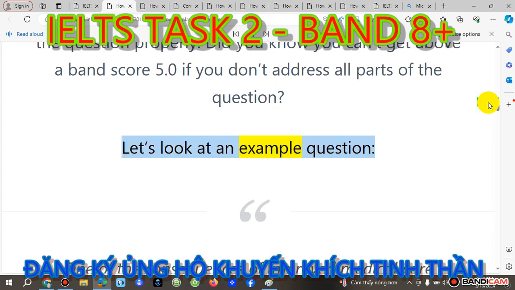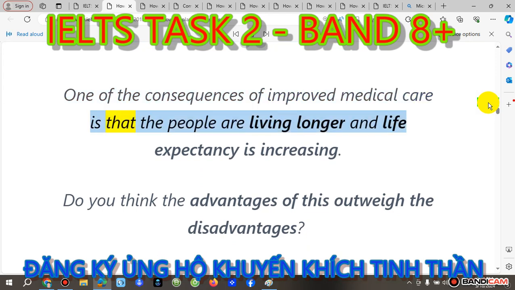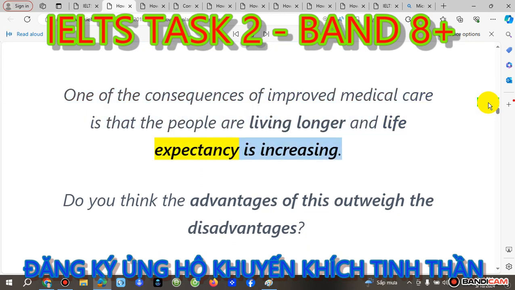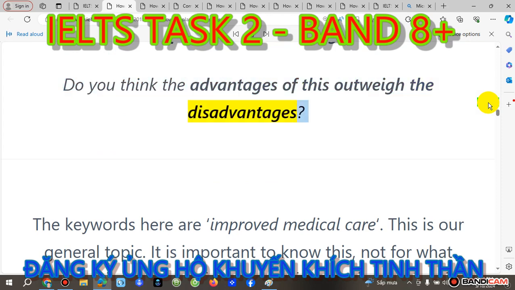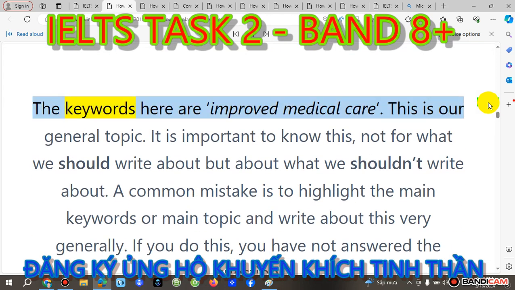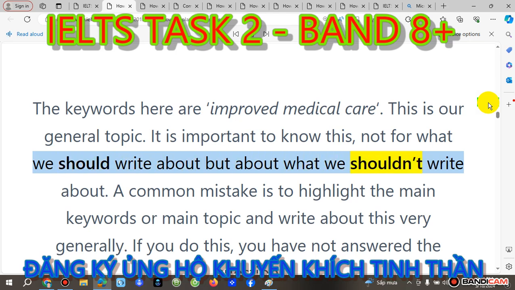Let's look at an example question. One of the consequences of improved medical care is that people are living longer and life expectancy is increasing. Do you think the advantages of this outweigh the disadvantages? The keywords here are improved medical care. This is our general topic. It is important to know this, not for what we should write about but about what we shouldn't write about.